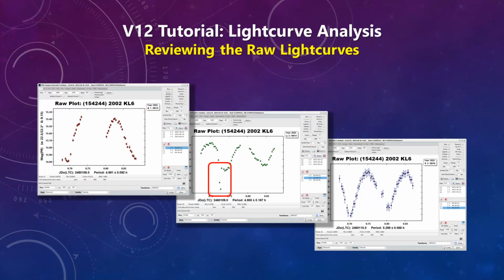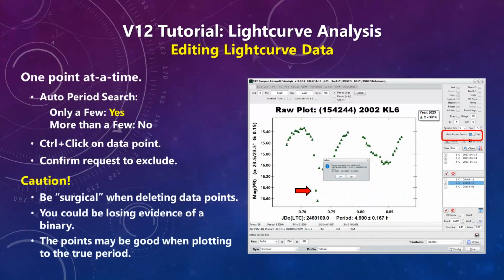Here are the raw plots for the 3 sessions, immediately after editing the comps. The error bars are low for the first 2, and a little higher for the third. Only the second Lightcurve appears to have some bad data points. Set the auto period search switch to yes if there are only a couple of obviously bad data points. Set the switch to no if you appear to have a larger number of supposedly bad data points. Be careful about how you define a bad data point. As you'll see later, you may exclude evidence of the asteroid being binary. Ctrl+click on a data point to be excluded, and confirm the request. With auto period search set to yes, you'll see the immediate effect.